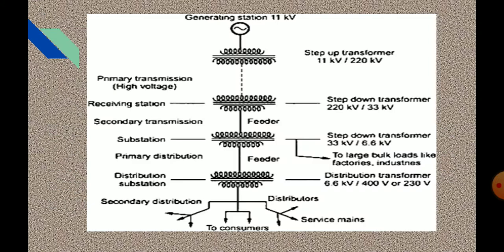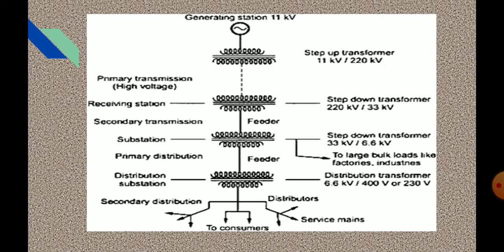So next, this is the general structure of the power systems. Here it is classified into three types. The first one is generation station, second one is transmission station, third one is distribution station. The transmission station gets classified into primary transmission and secondary transmission. Distribution station gets classified into primary distribution and secondary distribution.